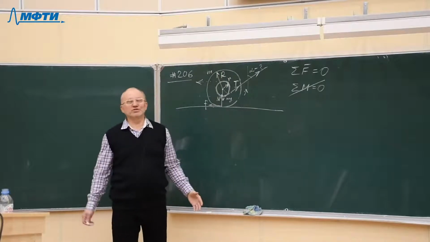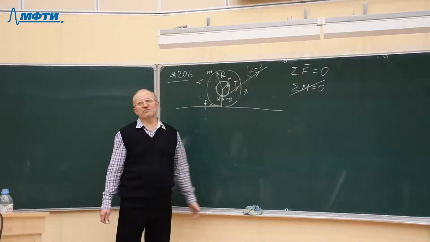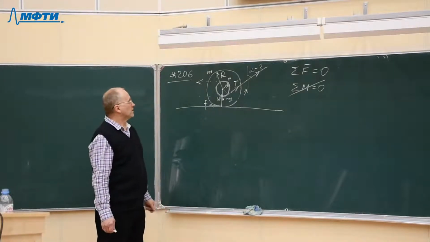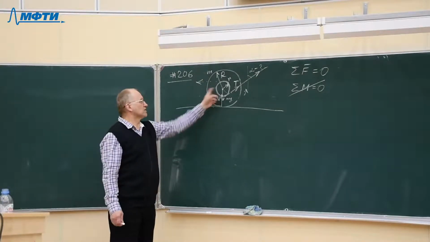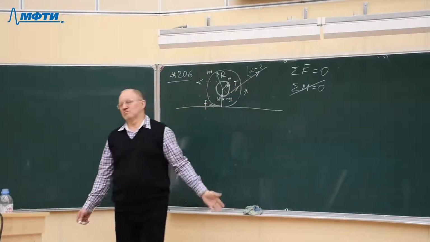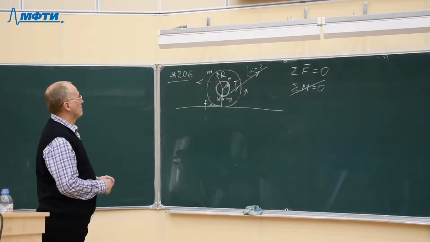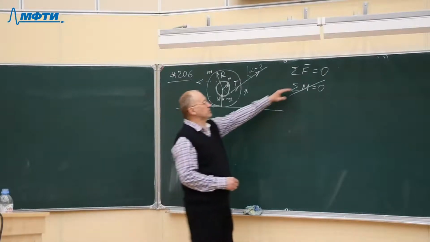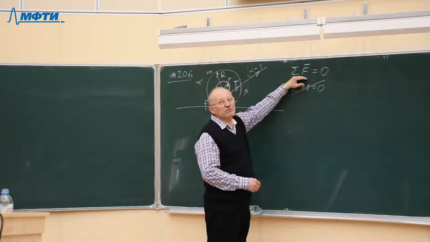Any other interactions? No. With the string, with the earth, and with the surface. No other objects act on this spool. So we have taken into account all the forces. It's always important to take into account all the forces. If you miss only one force, if you forget about it, the solution will be wrong.